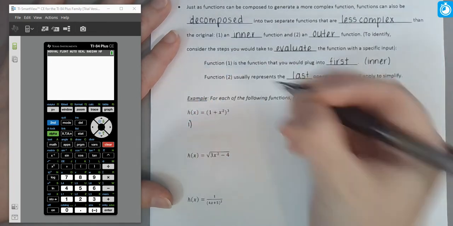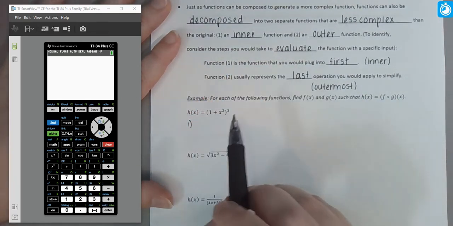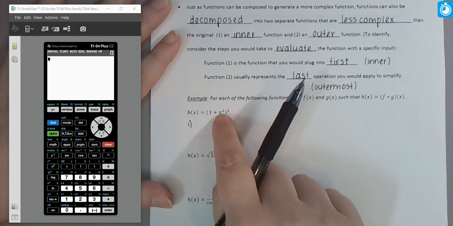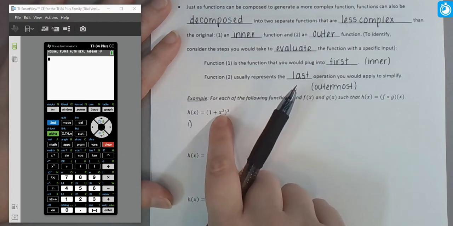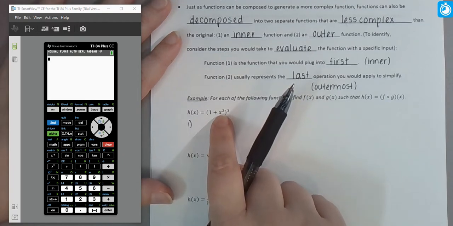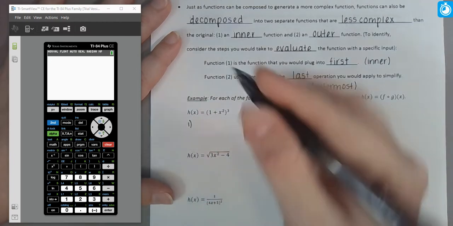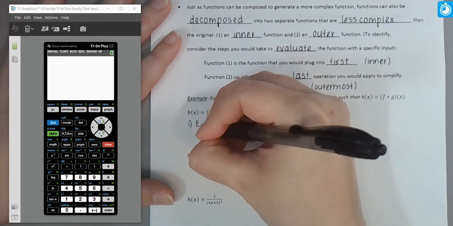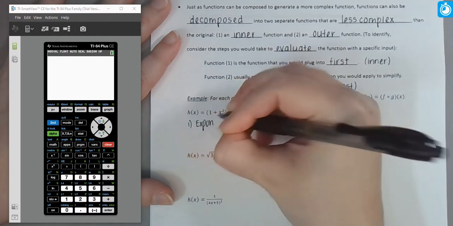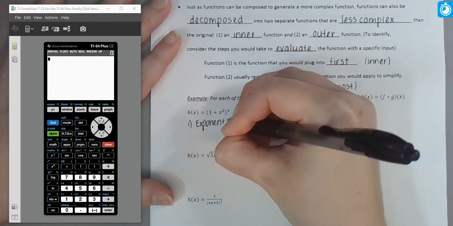So the very first operation we would apply to our x. So imagine you plugged in a value for x. Picture maybe plugging in a 0 or plugging in a 1, whatever you want. What's the first thing you would do to it? Well, you would have to square it. So the first operation you would apply is the exponent of 2.